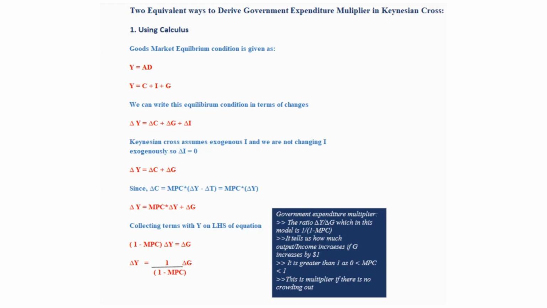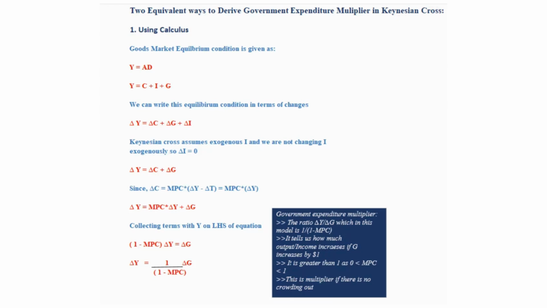Now let's look at how we derive the government expenditure multiplier in the Keynesian cross. We will start with the goods market equilibrium condition, which is given as Y is equal to ED, which we can write as Y is equal to C plus I plus G, assuming a closed economy. Now we can write this equilibrium condition in terms of changes as well.